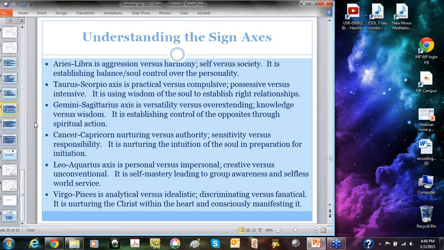Gemini, versatility. Eva? Yes. We got a question here. Yes? Go ahead. Victor, yeah, I had a question. You said the signs on two cusps, and the one is first. Well, which one is first? Going counterclockwise or going clockwise?